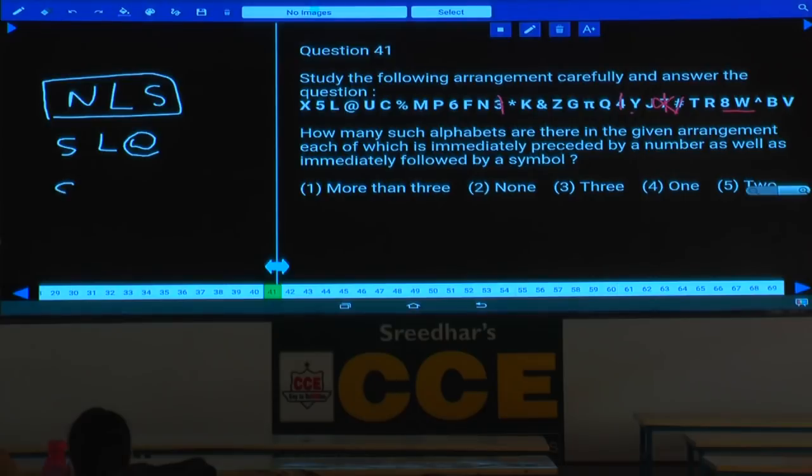Now 8 is a number, W is a letter, and this is the symbol. So how many do we have? We have 2. Then what is your answer here? Choice 5. Hence question number 41 is choice 5. There are 2 such letters which are immediately preceded by a number and immediately followed by a symbol. Question number 41, choice 5.